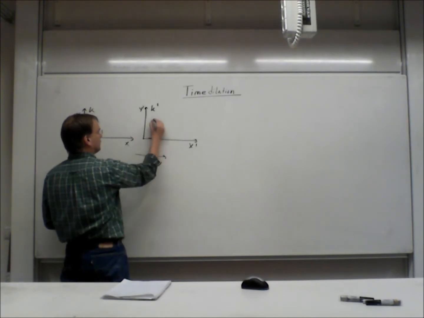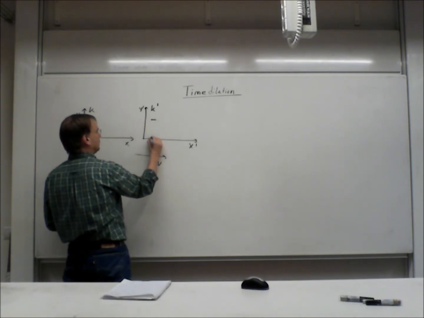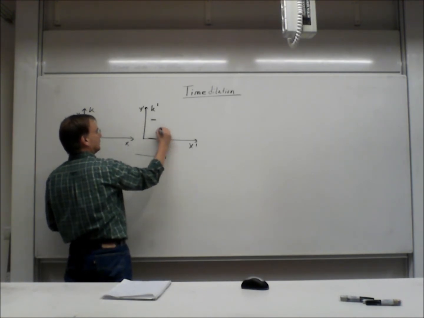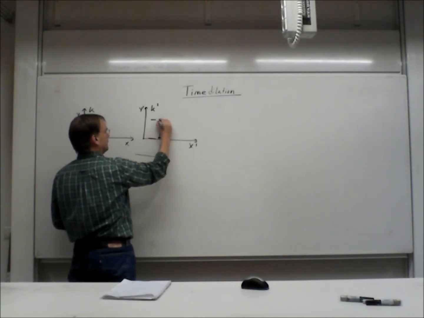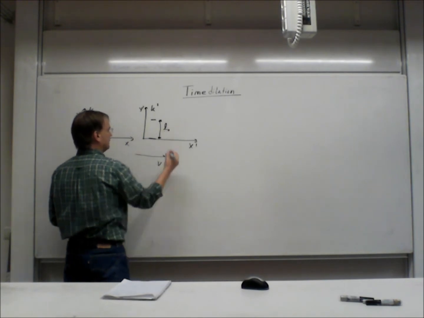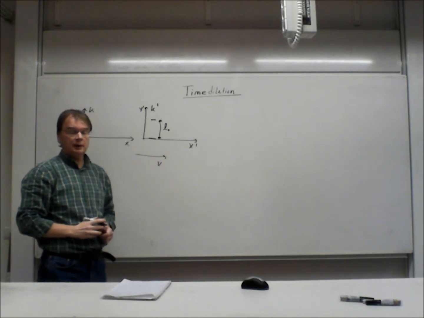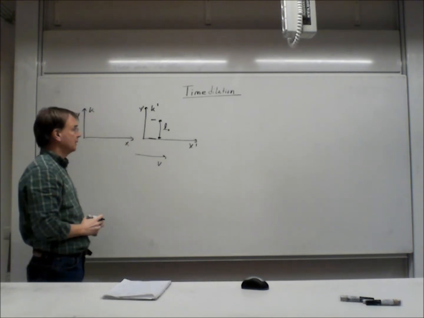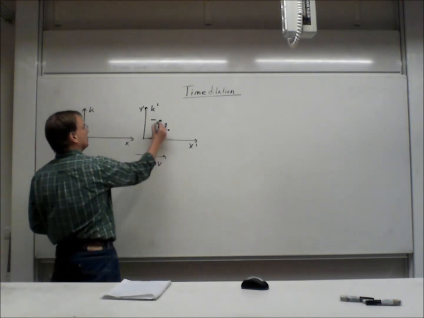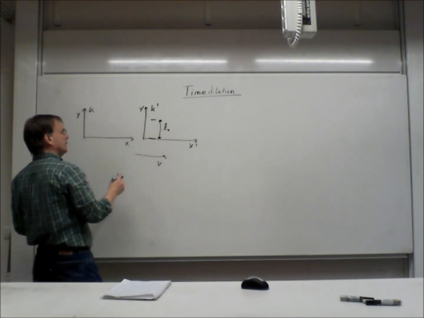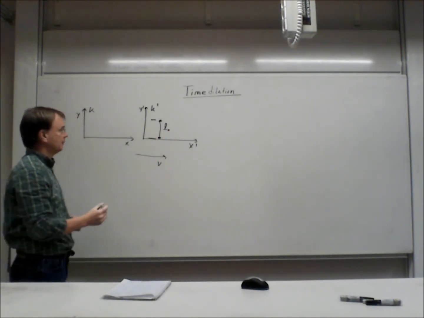And the clock consists of an emitter and a reflector here. And the light pulse will be emitted and reflected back. And the distance between these two is equal to L0. And an important consequence of the velocity of light being the same in all inertial systems is that the clock will appear to go at a different speed.